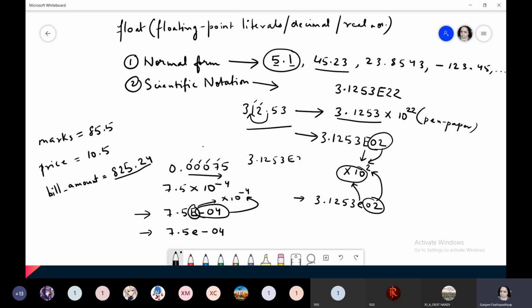3.1253 E2, you can write it like this also. Why are we writing the 0? Because normally our power goes up to 2 digits. So it just represents that this number may take up to 2 digits. You see, 02 also means simple 2.